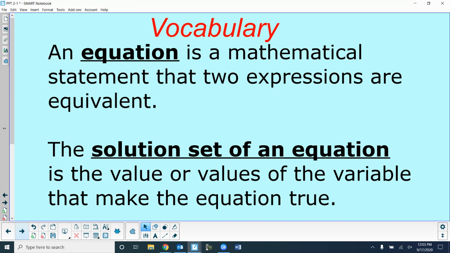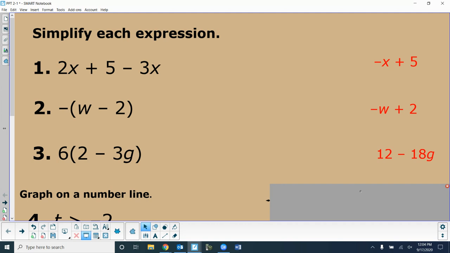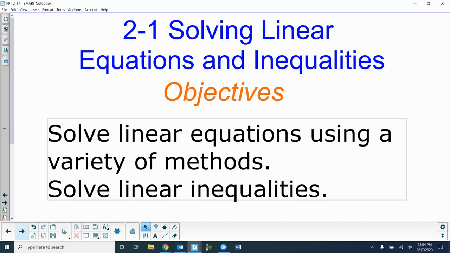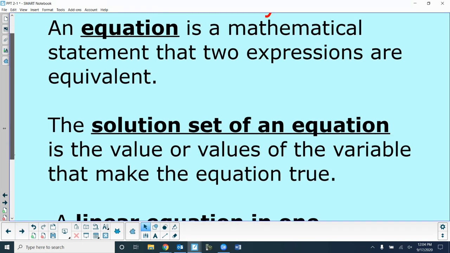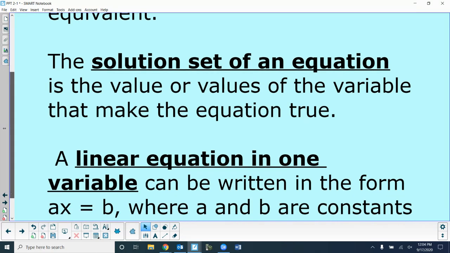Okay, an equation is a mathematical statement that 2 expressions are equivalent or equal. So if I put those warm-up things, if I put this equals 5, we've turned it into an equation. Or equals w plus 3 or something like that. The solution set of an equation is the value or values of the variable that make the equation true. So some of our answers will be just a single answer, and some will be multiple answers, or an infinite number of solutions.